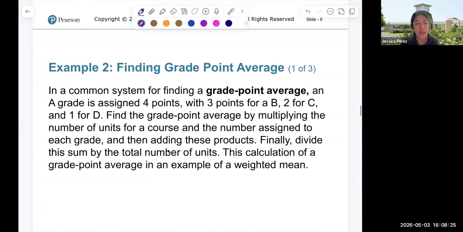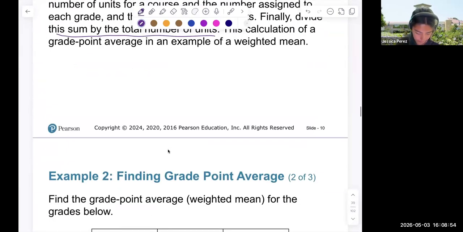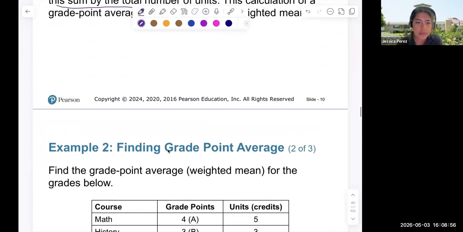So we're going to do an example. In a common system for finding a grade point average, A is 4 points, 3 is B, 2 for C, and 1 for D, and 0 for F, of course. We wish to find the grade point average by multiplying the number of units for a course and the number assigned for each grade. Then we're going to add these products. Finally, we're going to be dividing it by the sum of the total number of units. So how many units? That's the frequency. And we're going to be finding the weighted mean.